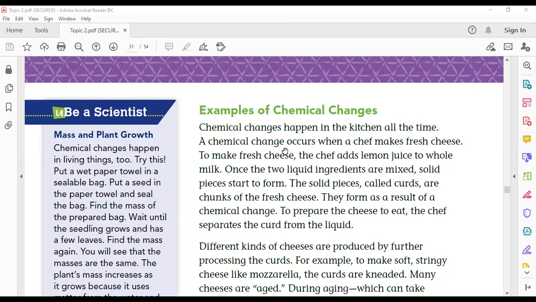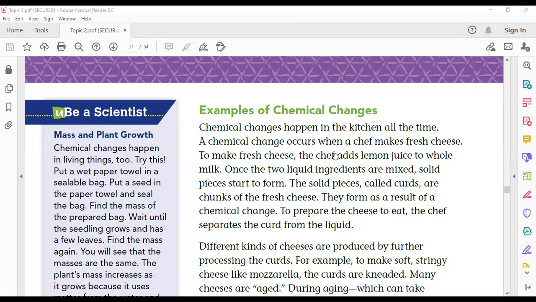Okay. Chemical changes happen in the kitchen all the time. In your kitchen, you can notice chemical changes. A chemical change occurs when a chef makes fresh cheese. To make fresh cheese, the chef adds lemon juice to whole milk. Once the two liquid ingredients are mixed, solid pieces start to form. This is an example of a chemical change in the kitchen.